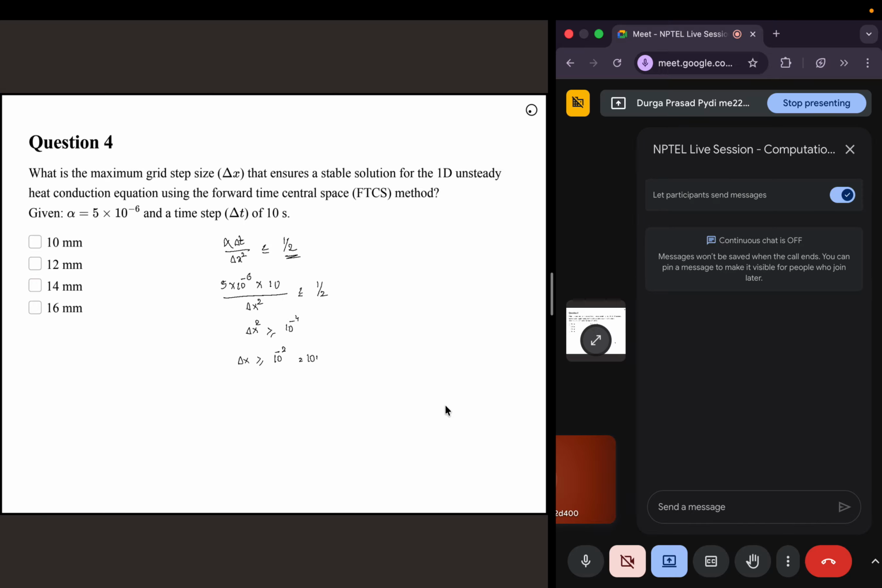Basically 10 mm. So delta x should be greater than or equal to 10 mm, which means the minimum thing that you can take is, oh sorry, did I miss something? Delta x should be greater than or equal to 10 mm.